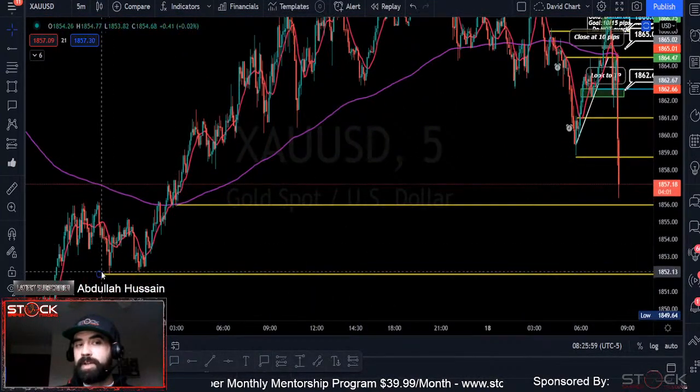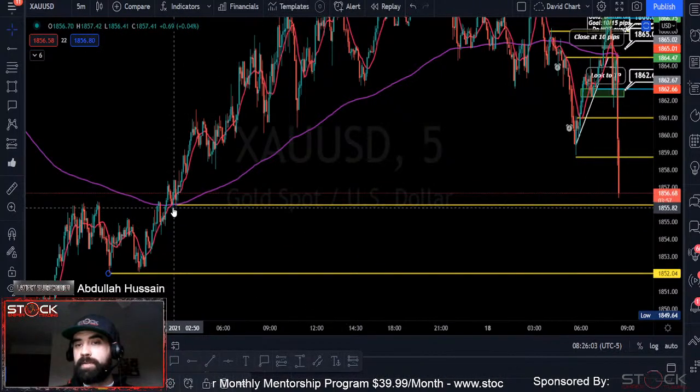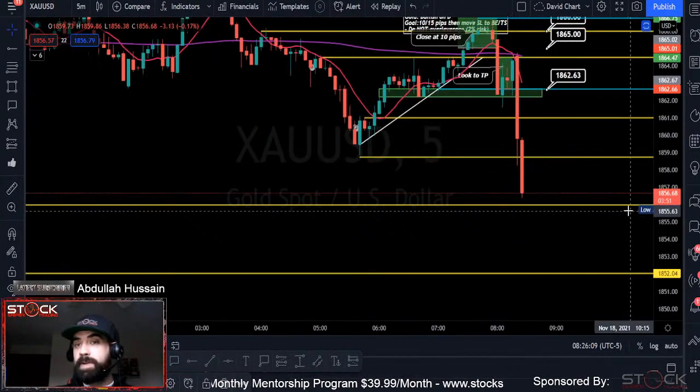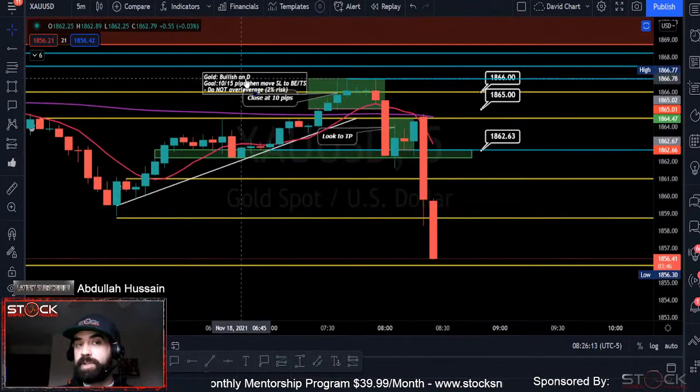This next key area down here. That's where price made a double bounce. So let's watch and see. This is the very, very key area right here. This is 1856. Okay. 1856. Look at that massive continuation, guys. Massive continuation.